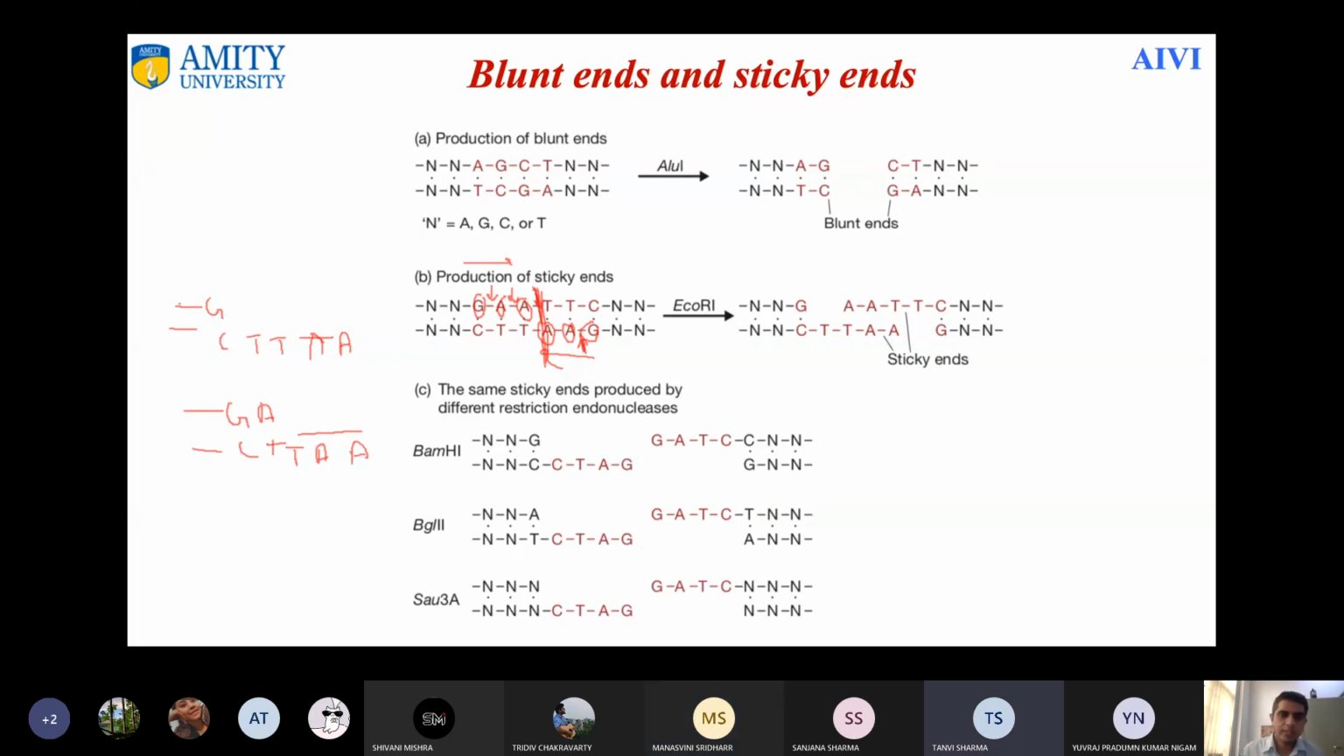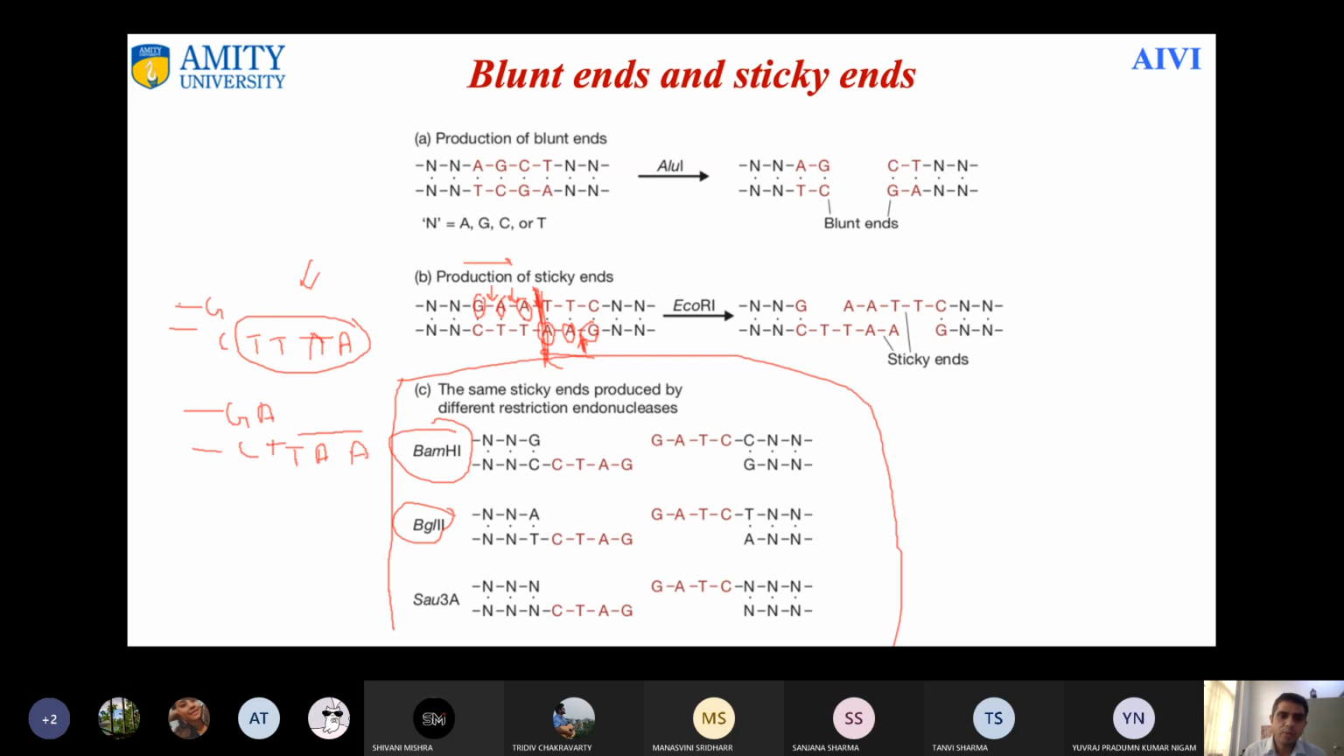Okay, so in the lower one, the C panel, there are 3 different enzymes. What we are talking about is the sticky ends. There are different enzymes, they may recognize different sequences, and they may produce the same overhangs. We are calling them overhangs because they are hanging over the double-stranded sequence. So different enzymes may produce the same overhangs or the same sticky ends.